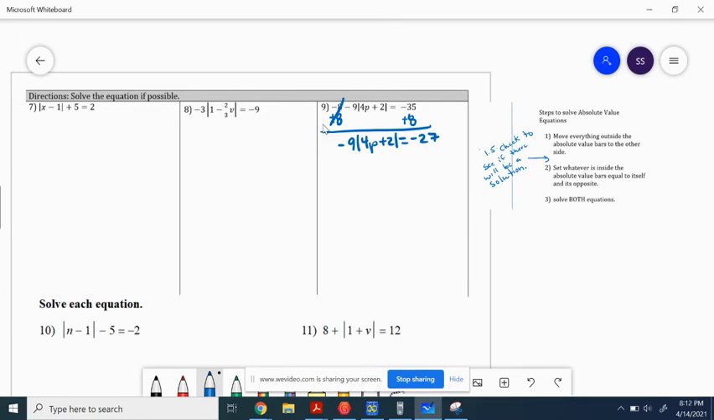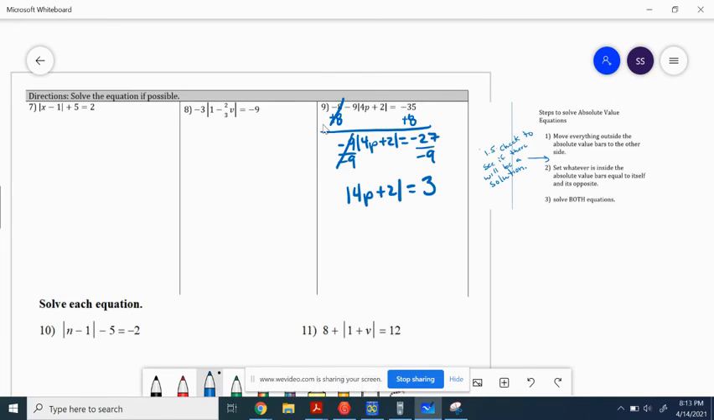Now I can get rid of that negative 9. Remember, this is multiplication, so to get rid of this, we can't just add 9. We have to divide by negative 9. Now we divide by negative 9 on the other side. This side cancels out. I'm just left with the absolute value of 4p plus 2 is equal to 3. And that's negative 27 divided by negative 9. A negative divided by a negative is a positive.